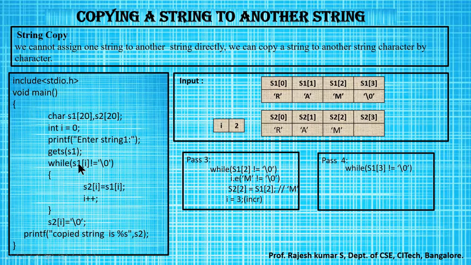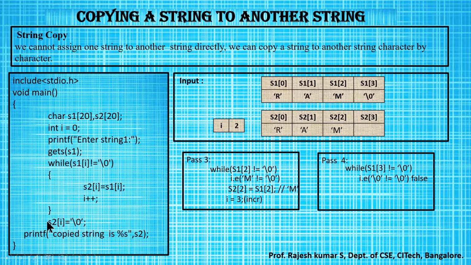I will become 3. When I becomes 3, I'm checking S1 of 3 not equal to null. Is S1 of 3 not equal to null? No, it is equal to null. The condition is false. Students, this indicates that we have reached the end of the S1 array. When this condition becomes false, we'll come out of the while loop. When we come out of the while loop, we know that the I value is 3. Now see, on this particular occasion, the end of the string should always have a null value. We have to insert the null value here, right?